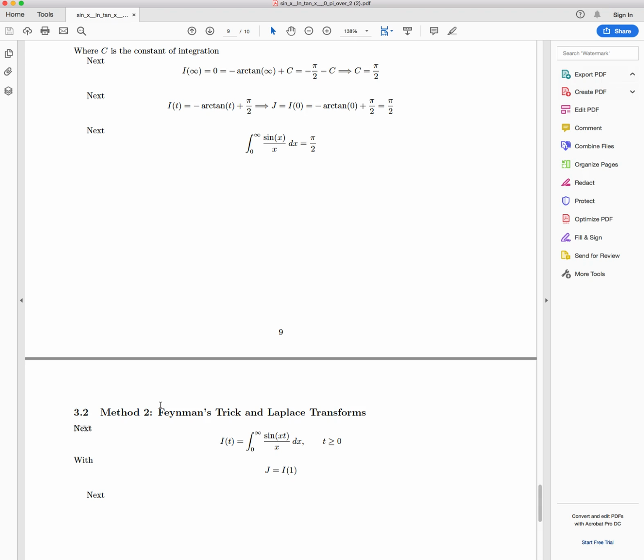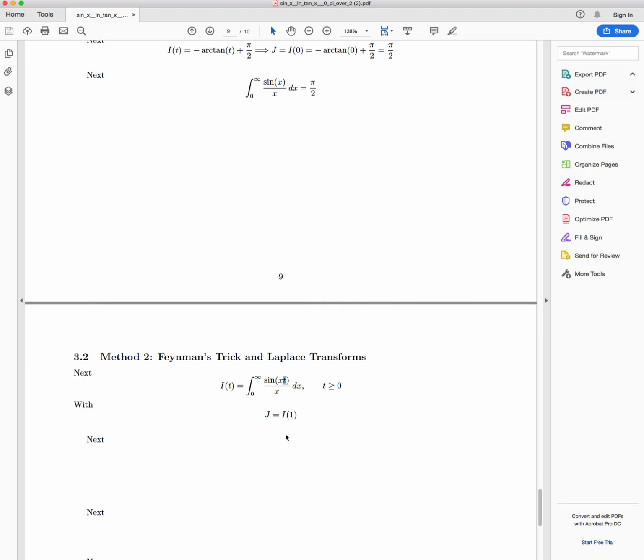So the first thing we're going to do is introduce a new parameterization within the integral and create a new function I of t, which is the integral from 0 to infinity of sine of xt over x, where t in this case is a positive value. We see that the integral J is just this integral when it's evaluated at t equal to 1. So if I put t equal to 1 there, I've got sine of x over x, which is the integral that we want.